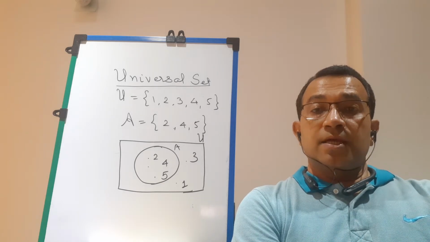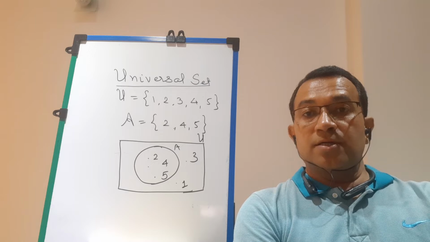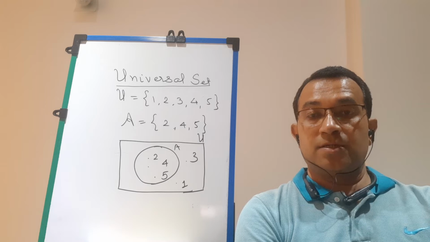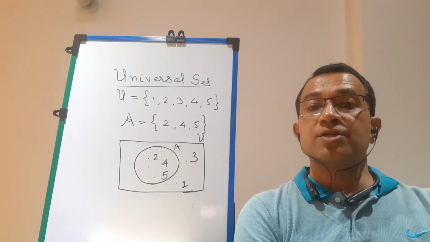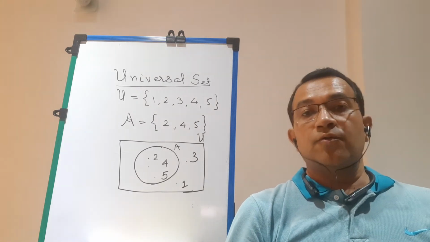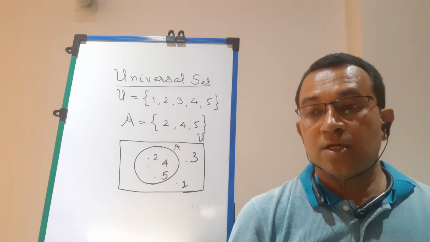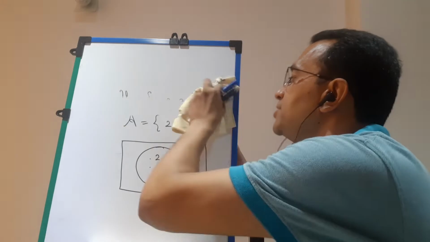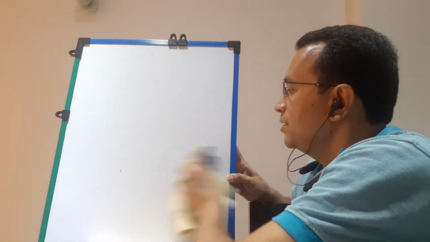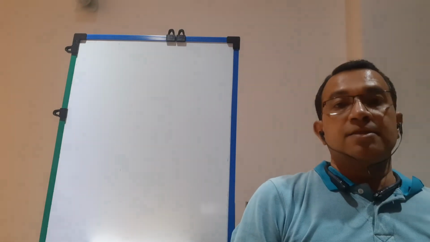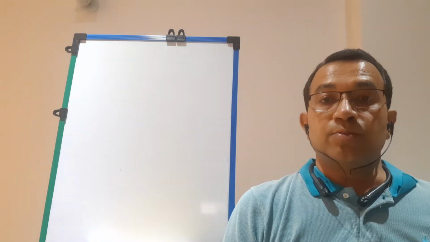Now students, here definitions are not important, but the concepts involved, students, are very, very important. I repeat, the definitions are not important, but the concepts involved are very, very important. So the first basic set operation is union of sets. Students, the most fundamental and the first basic set operation is union of sets.